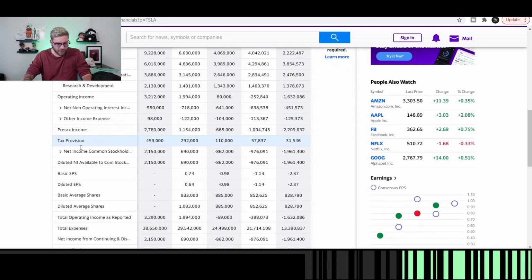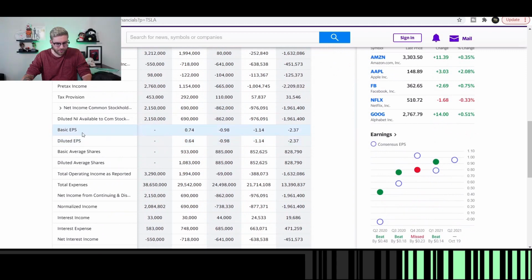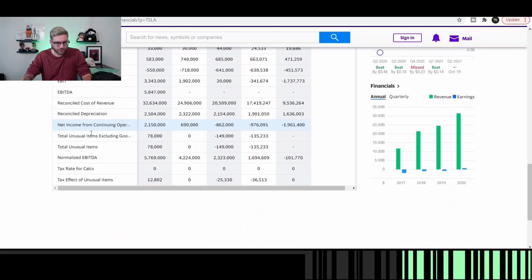You've got to look into that maybe. Their tax provisions. I mean, EPS does matter. You want EPS to be positive. That's going up. That's good. Again, you can go into all these kinds of things.